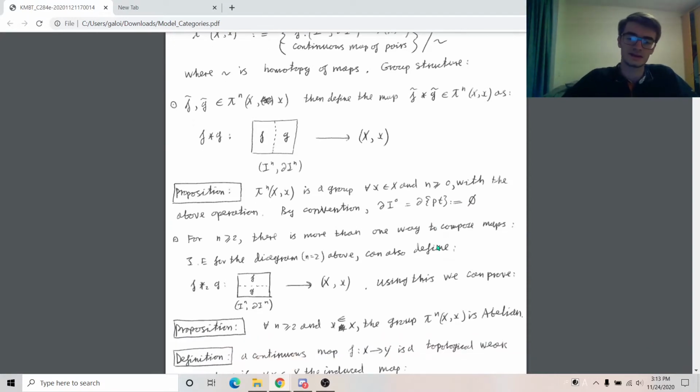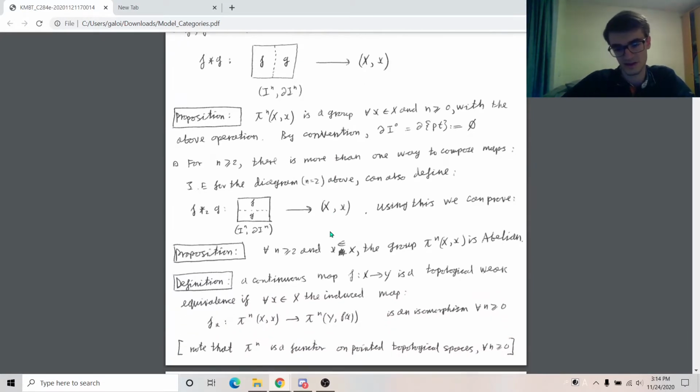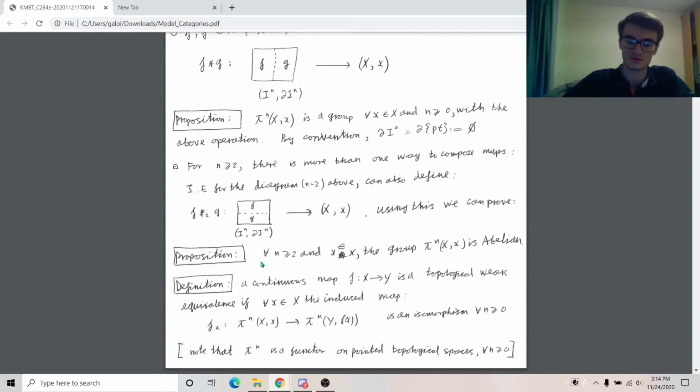Now note that if n is greater than or equal to 2, there's more than one way to compose maps. Here I compose the hypercubes horizontally, squashing them horizontally, but you can also compose them vertically. For n, you have n canonical group operations in this manner. This flexibility, the fact that you have more than one group operation, allows you to prove the following proposition: if n is greater than or equal to 2, then the high homotopy group at x is abelian. That's just an exercise for you to do.